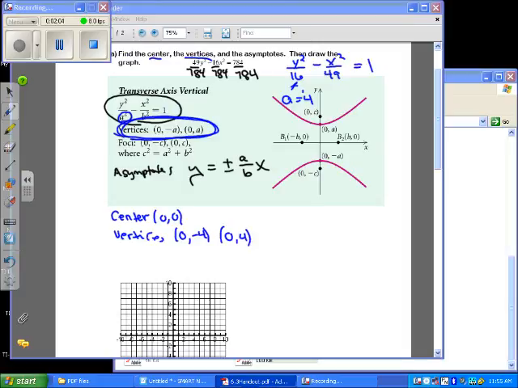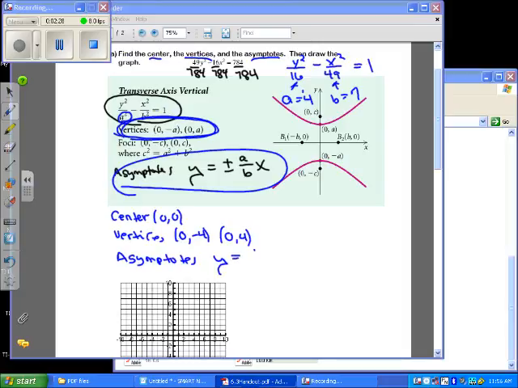The last thing they ask us to do is to find the asymptotes before we graph it, and then we'll graph it later. So here's my asymptotes. I know my A is 4 already. I know my B would have to be 7. It's y is equal to plus or minus a over b, 4 over 7, x. So those would be my two asymptotes.